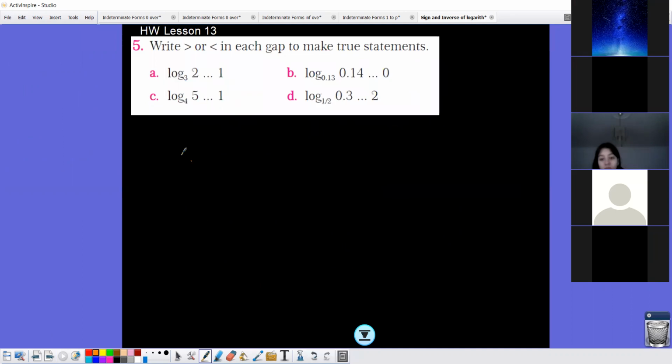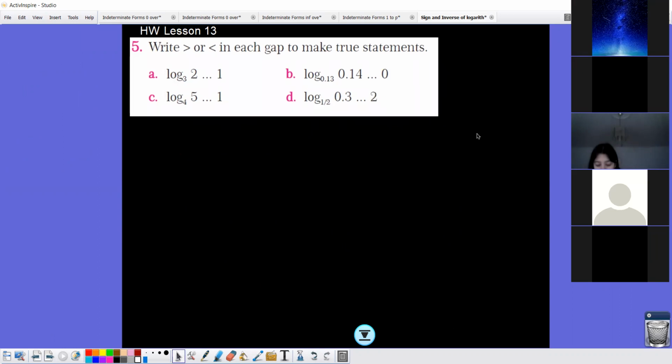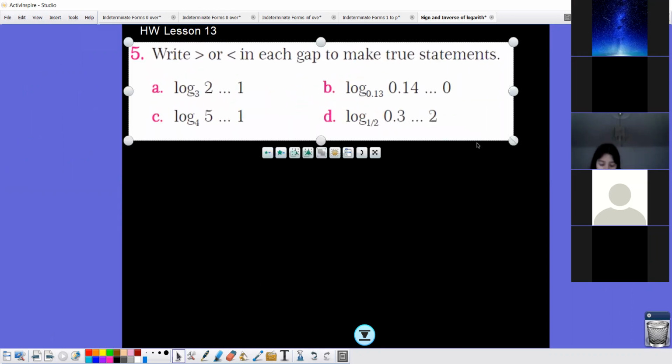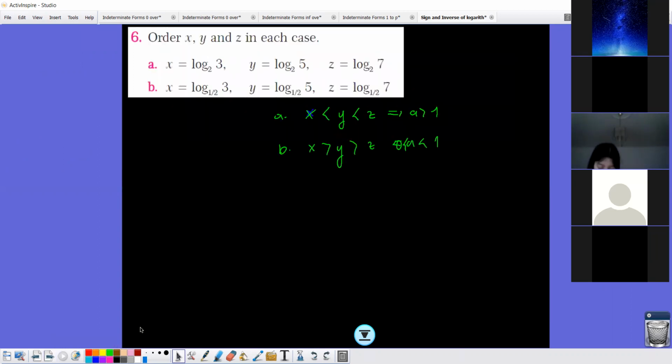Now, here you have homework. This is the first part of the lesson. To check whether the logarithm is less than or greater than 1 or 0, and so on. But I will skip this one.